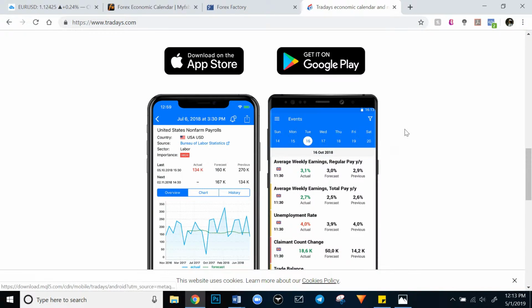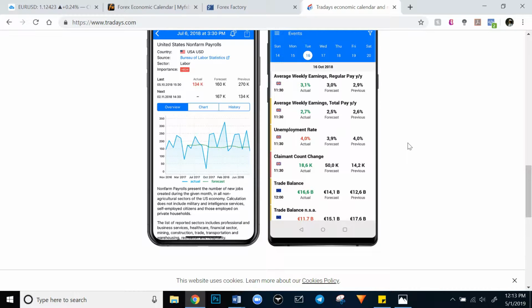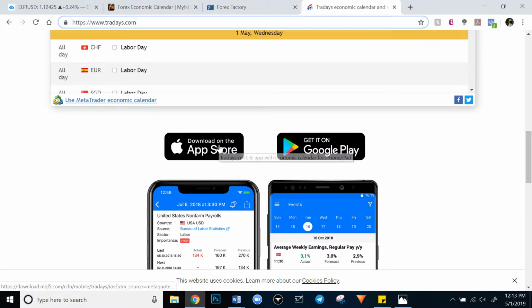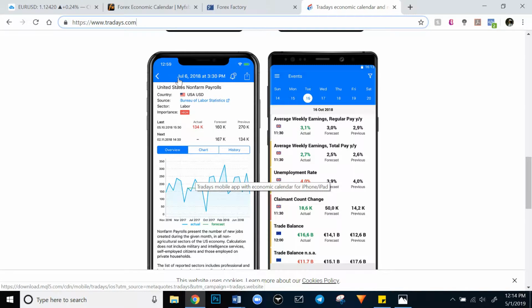And also one extra thing, if you guys are always on your phone and don't want to go to the actual website, you can check, I think it's called Trade Days, but I'm not sure how to pronounce it. This is the app that you download. It's available on both the App Store and Google Play, so iOS and Android. The interface looks like this. It shows you a little bit more detail, the importance, meaning the impact. This is USD non-farm payroll, so this is high impact. And it shows you the week.